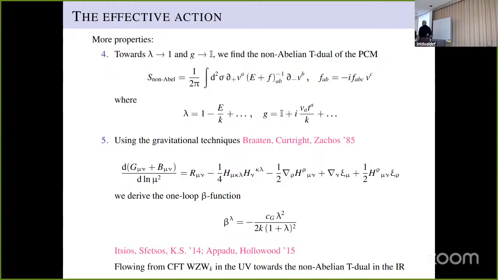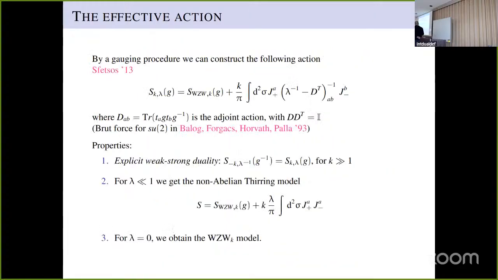Another property is that as lambda goes to 1, the limit is a bit singular, and one has to also zoom in. The g goes to 1 in a related way, like that. And what we find is what is known as the non-abelian dual model of the underlying principal chiral model, where the coupling matrix is epsilon, and it's here. This is a sigma model, so this is a two-dimensional field theory.